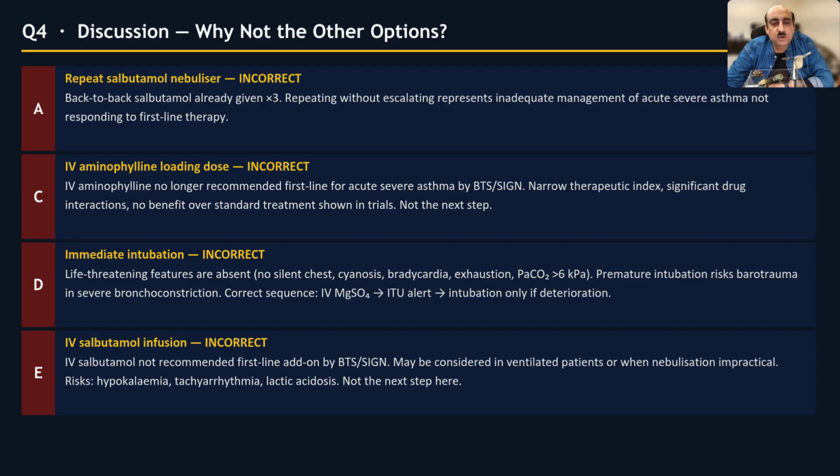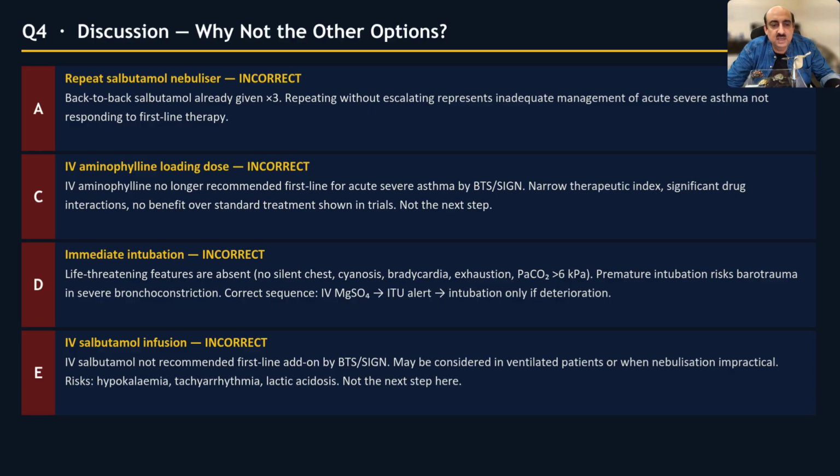Let's look at the incorrect options. First of all, option A: back-to-back salbutamol nebulizers were already given, and now the option is asking for a repeat salbutamol nebulizer. It's incorrect because despite adequate back-to-back nebulizers, the patient's clinical status is still the same, and hence it is not the recommended next management step in this situation.